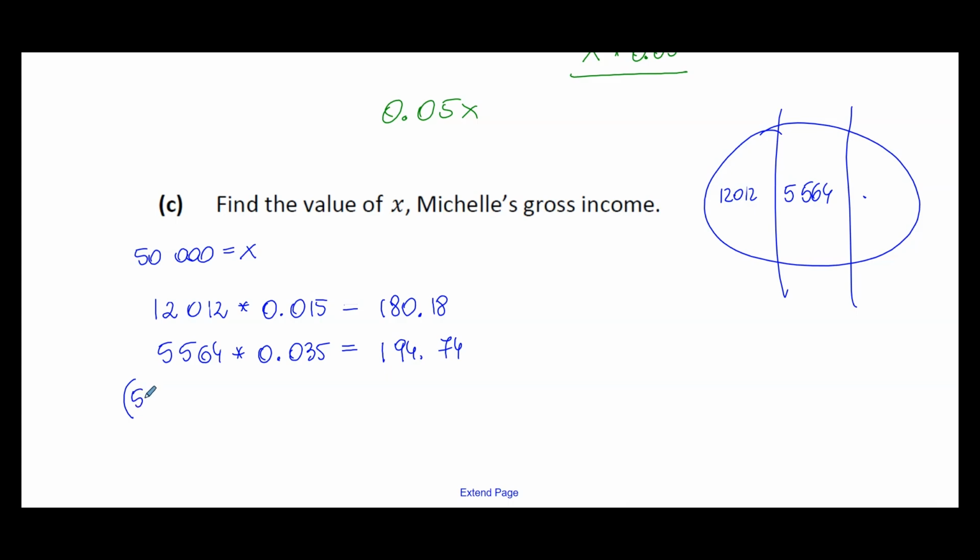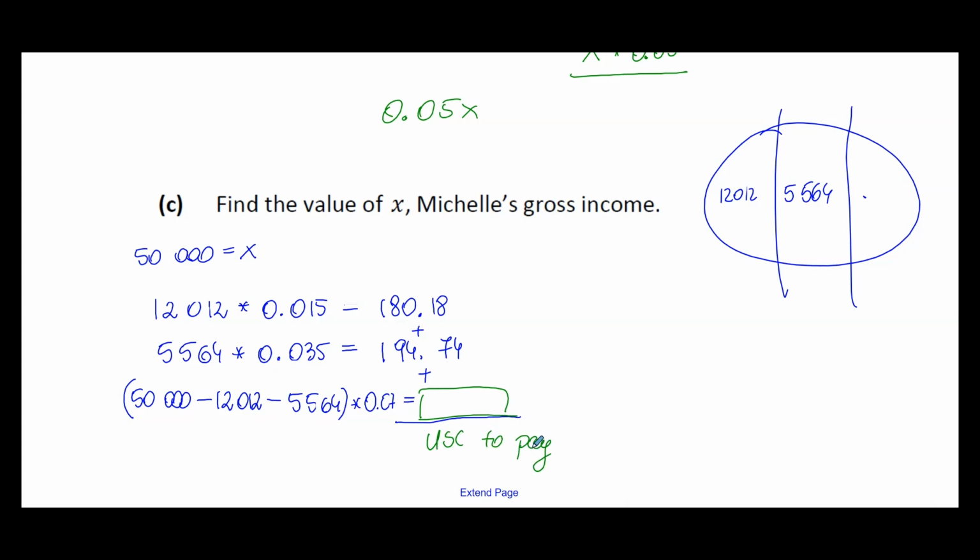So from 50,000, I would have taken away 12,012 euro, because we already taxed that, then I will take another 5,564 euro, and whatever is left over, we multiply that by 0.07, by 7%, isn't it? And then we would add up those three values, and this one here as well, and then we will get USC that she has to pay.